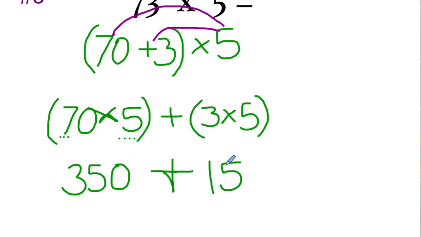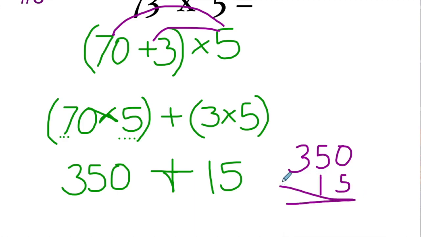Solving 350 plus 15. Some of you might be able to see that 15 is 10 plus 5. 350 plus 10 becomes 360 plus 5, 365. Sometimes I need to write things down because I'm not there yet. So I might need to just write down and put my 10s underneath my 10s, my 1s underneath my 1s, and we end up with 365.